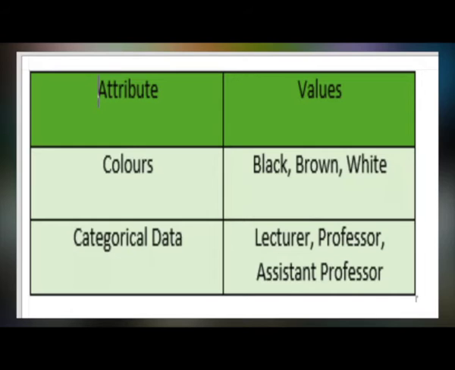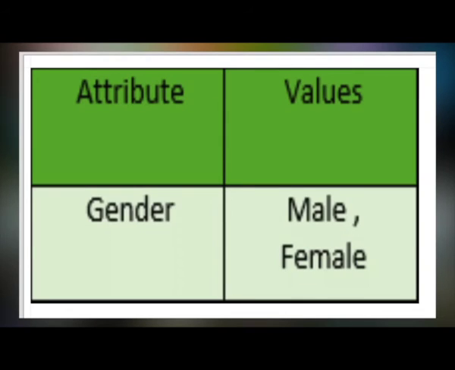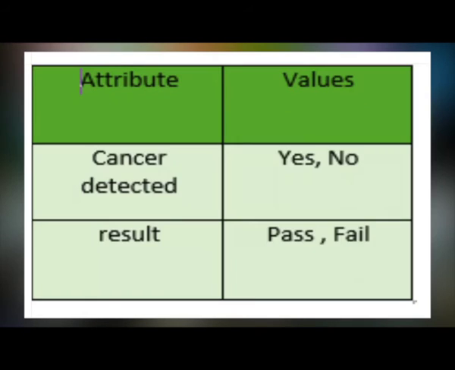It has the values lecturer and professor. Similarly, there is another attribute called gender, where the values are male and female. For example, the next attribute, let us see, cancer detected. The values are yes or no. And finally, the attribute is result, where the values are pass and fail.